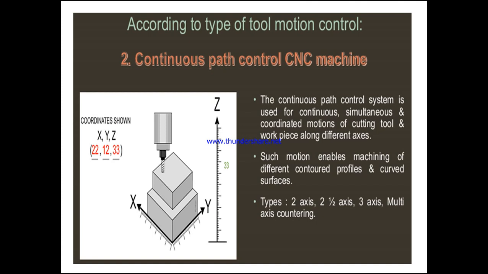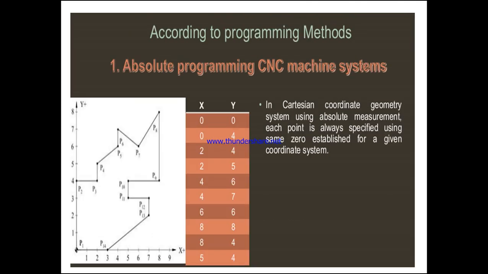The continuous path control system is used for continuous, simultaneous and coordinated motions of a cutting tool and workpiece along the different axes. Such motion enables machining of different contoured surfaces and curved surfaces. When we talk about 2-axis, 3-axis, multi-axis or 5-axis machining, contouring can be done by using the continuous path control system.